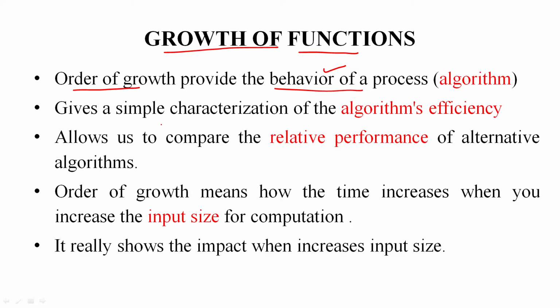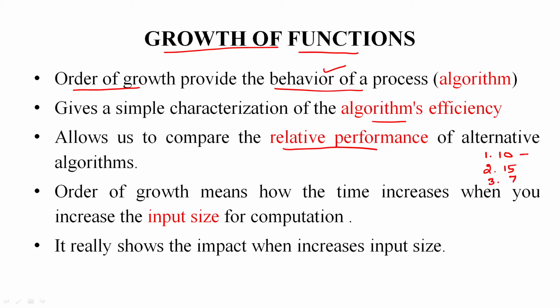The order of growth gives a simple characterization of an algorithm's efficiency. Algorithm's efficiency in the sense of time complexity and space complexity, which allows software engineers to compare the relative performance of alternative algorithms. As I told you in the beginning, the addition of two numbers may have three different algorithms. The first algorithm may have 10 lines, the second algorithm may have 15 lines, the third algorithm may have 7 lines.